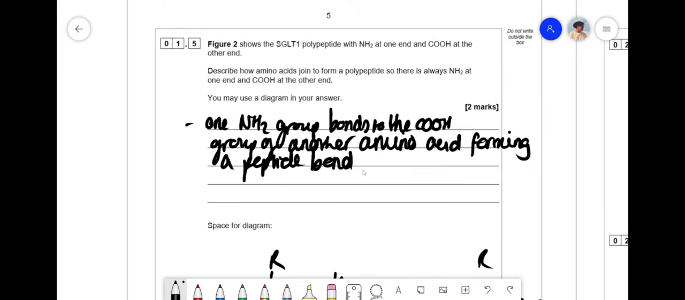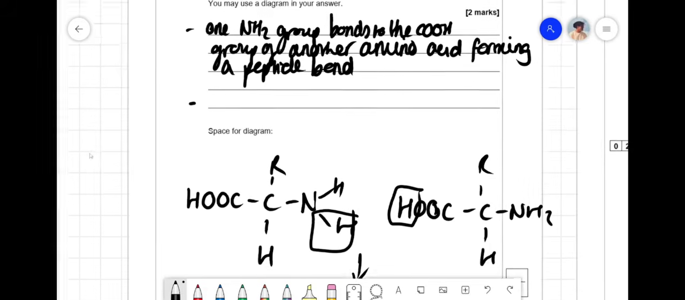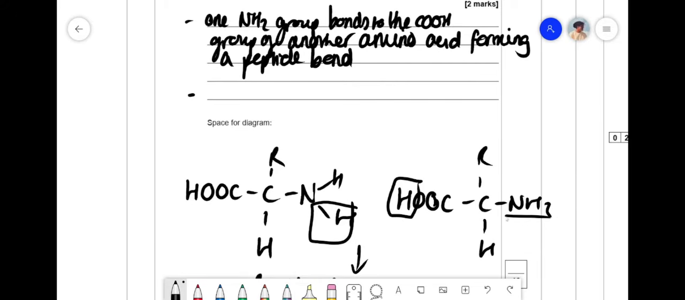Whenever you talk about bonds being made, you must always clarify what bond is being made. If two amino acids join together, you are making a peptide bond. If two glucose molecules are joining together, you're making a glycosidic bond. You need to clarify, or you will not get the marks. So there's that. And then obviously here you can express with the diagram, but you need to basically articulate that every single time this happens, one end is going to have this, one end is going to have that.